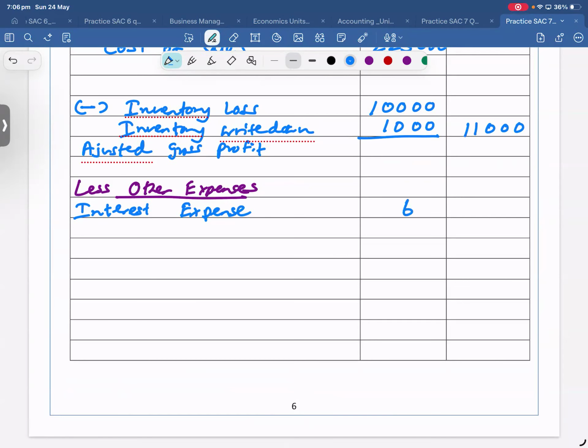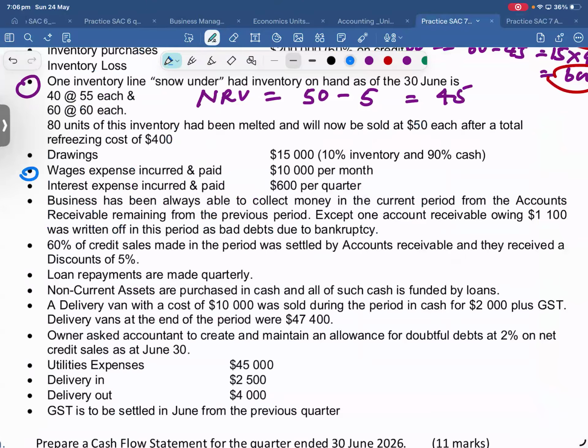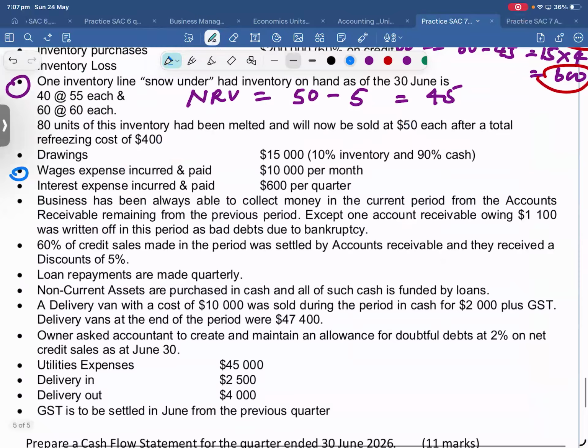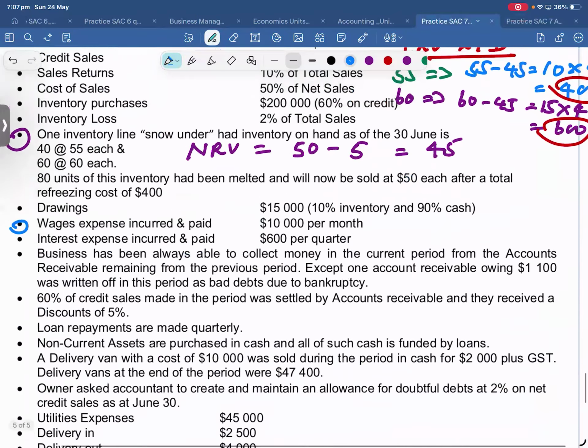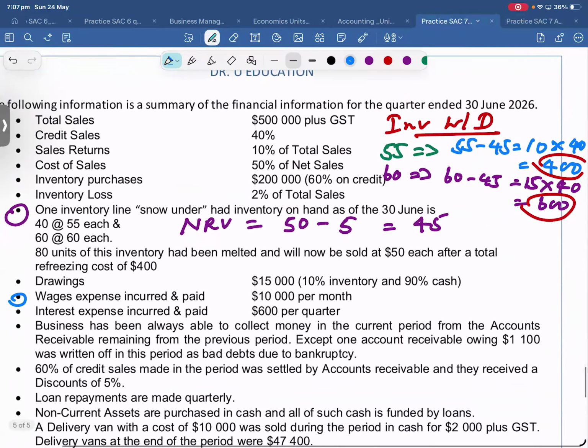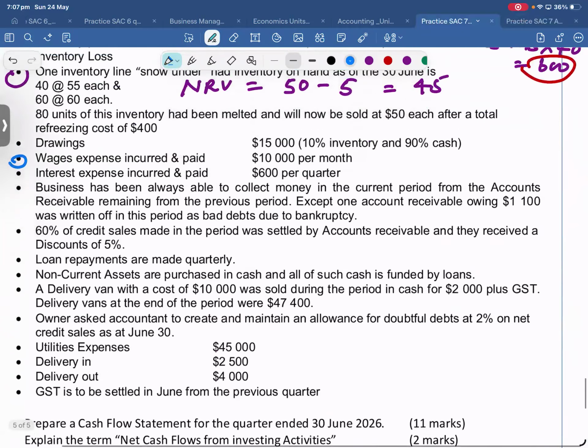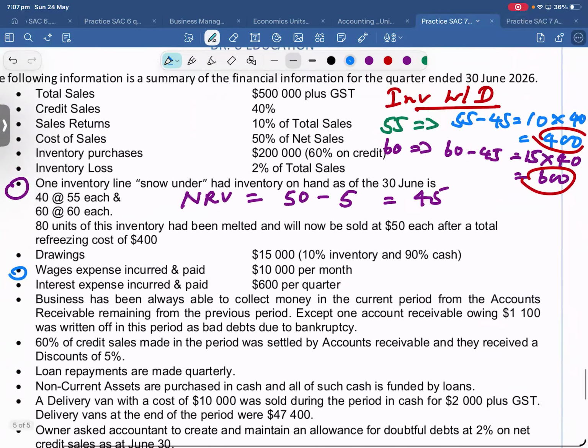Interest expense is 600. Wages 30,000. Right, next one is the other problem. I'm going to drop the inventory write down. Everyone is okay with that.